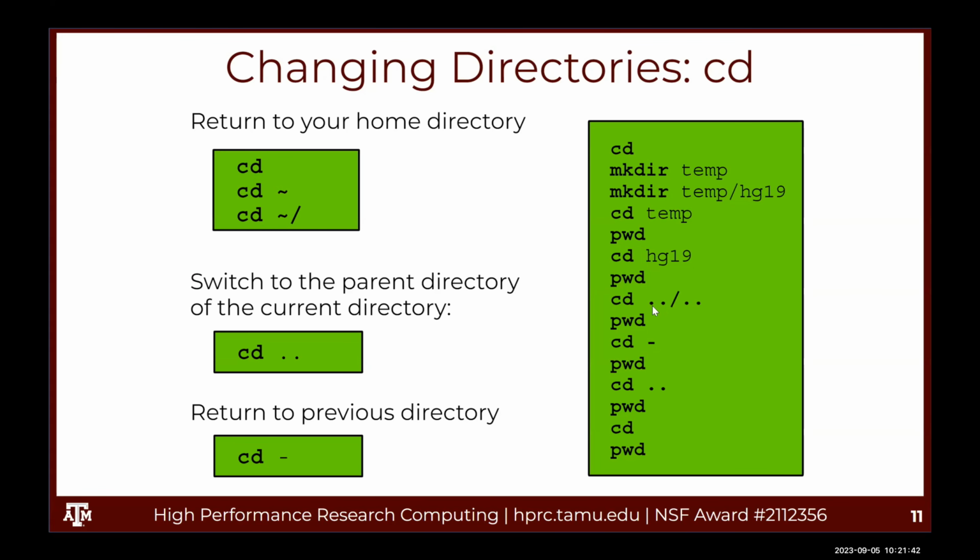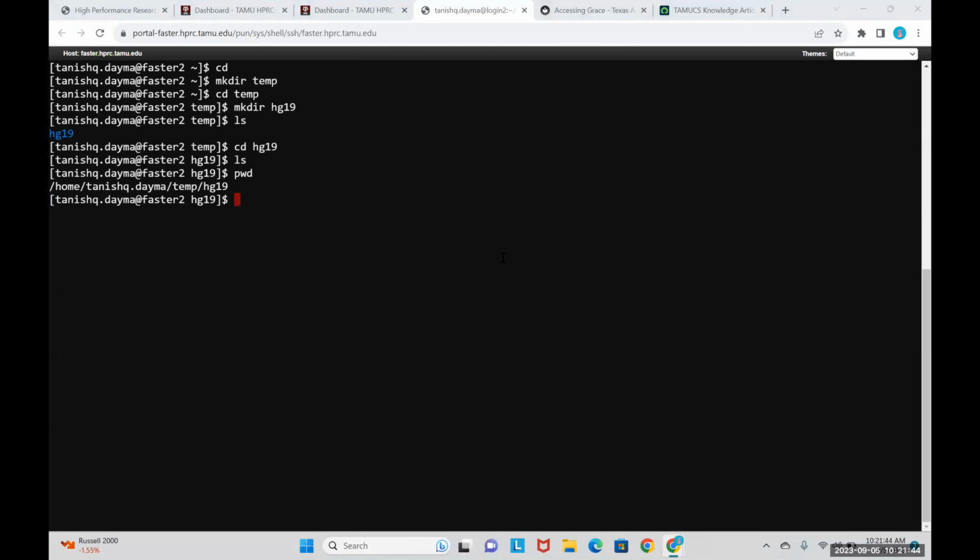Now we will be using this command cd space dot dot slash dot dot. So we know that cd dot dot will take us to the parent directory. We are in HG19, so technically it should take us back to the temp directory. But what do you think two dot dot will do? Let's try it. It seems that we are back in the home directory. You can check it using pwd. And yes, we are back in the home directory.